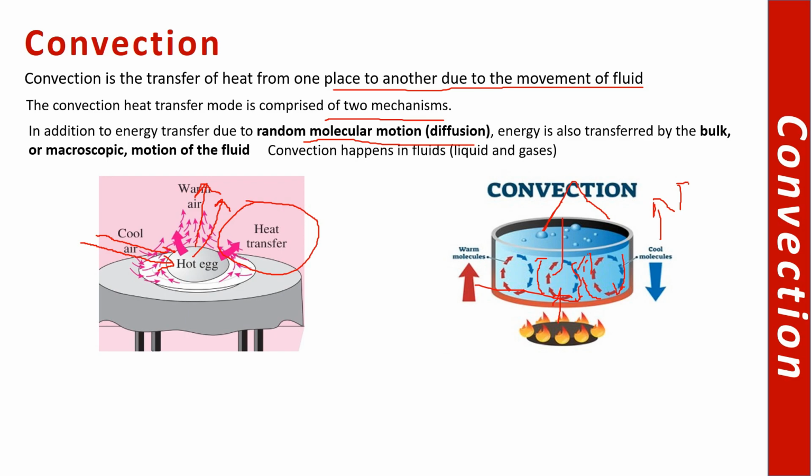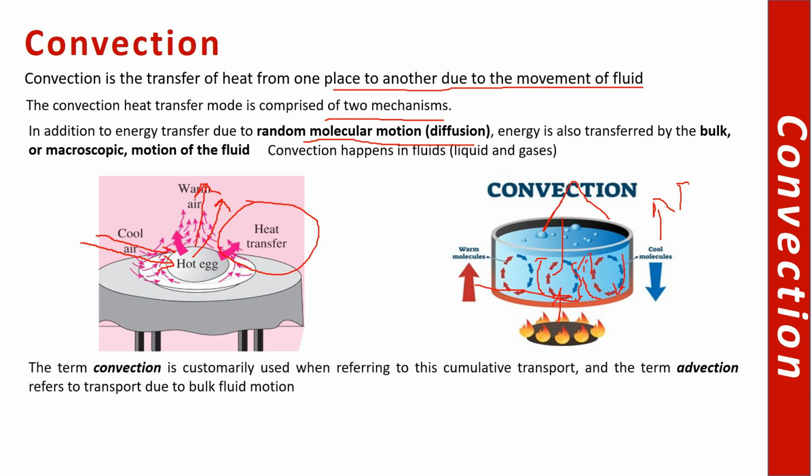Here we have a solid surface and then the air, so the heat transfer takes place between two media. Now the term convection is customarily used when referring to this cumulative transport. Whenever we assume that both the diffusion and the bulk motion are taking place, we call it convection cumulatively. But for the bulk motion of the fluid, we use the word advection. For the bulk movement of the molecules, we call it advection. And whenever advection and the random motion, or diffusion, combine together, we call it convection.